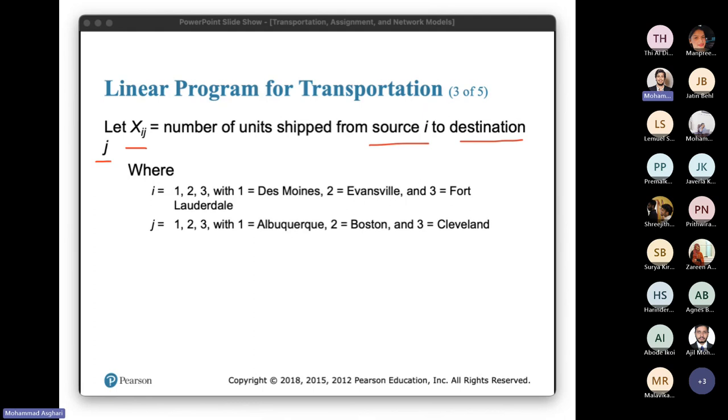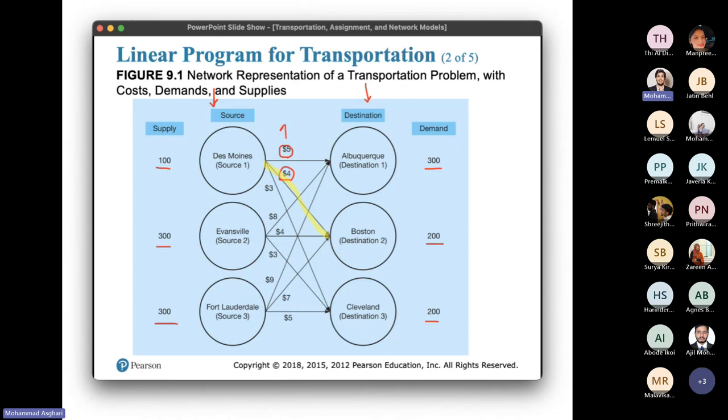Likewise, the number of items shipped from China to Canada, the number of items shipped from India to Canada. So i refers to different sources: source one, source two, and source three, and j refers to destination one, destination two, and destination three. For example, let me show you. Let me erase some data here. Okay.